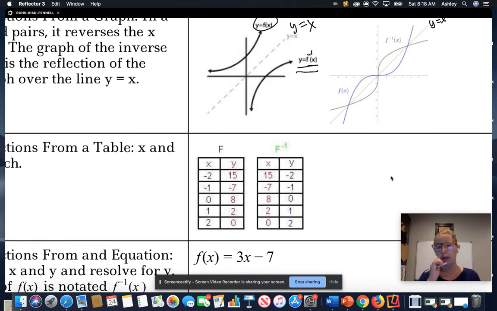From a table, again, what's happening here is the inputs and outputs are switching. If you have a table of values, the x values in your original function are going to become the y values in your inverse function. So if you're given a table, we're really just swapping our x and y values to find the inverse table.